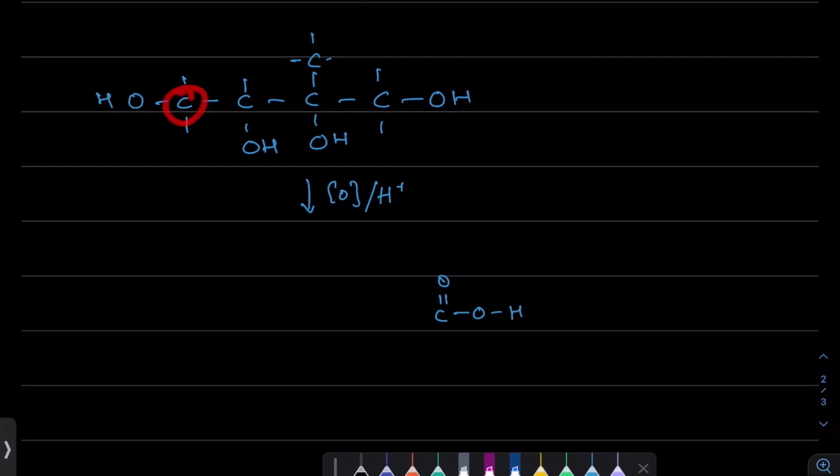And same for this carbon. So side पे भी carboxylic acid बन जाएगा. So we can say that this is a dicarboxylic acid that's being made. No chain gets broken up. Break नहीं होना उससे.